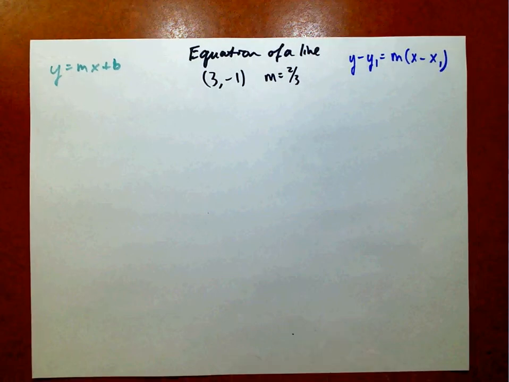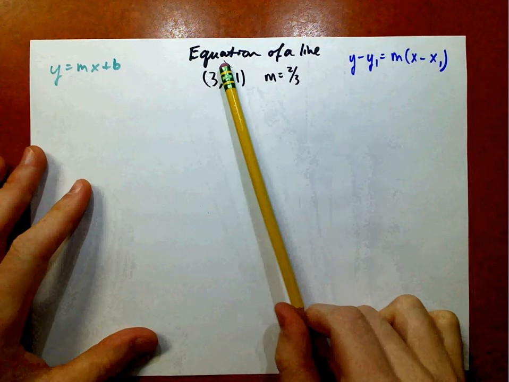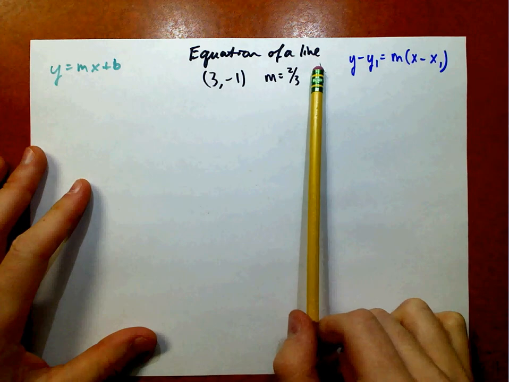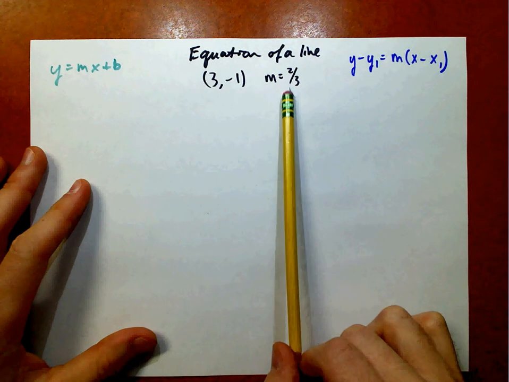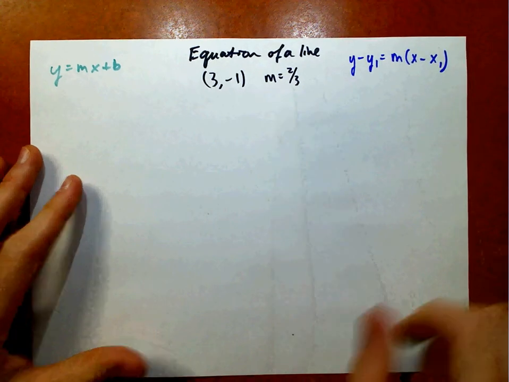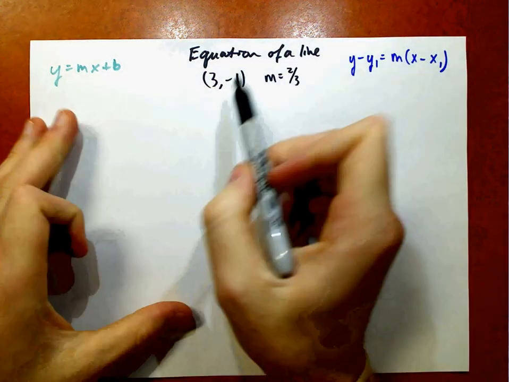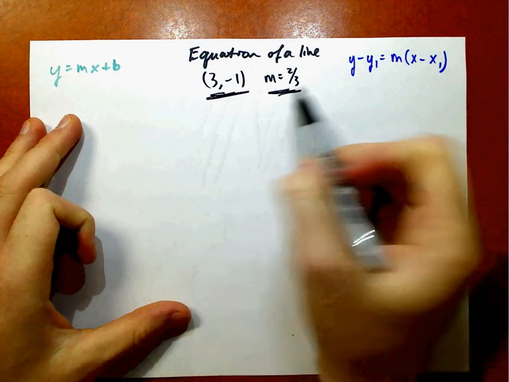Let's discuss today how to write the equation of a line if you are given a point and a slope. So please note that the given information is a point that's on that line and the slope of that line.